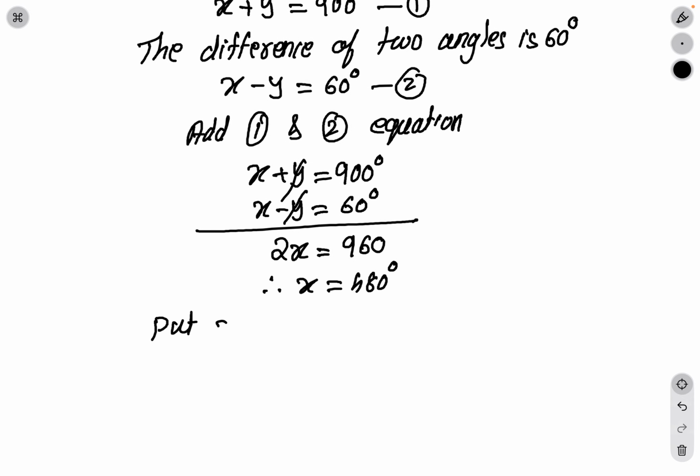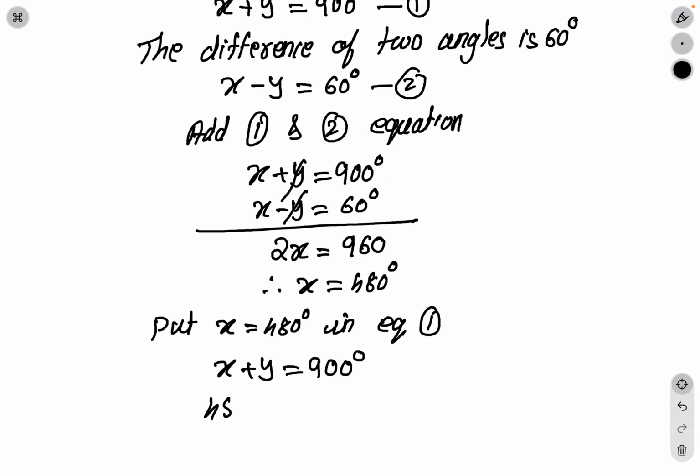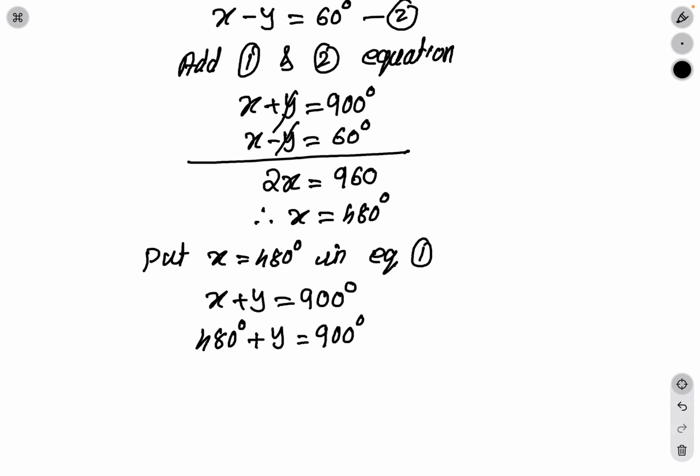Put x is equal to 480 degrees in equation first. So x plus y is equal to 900 degrees. Therefore, 480 degrees plus y is equal to 900 degrees. So y is equal to 900 minus 480 degrees. So y is equal to 420 degrees.